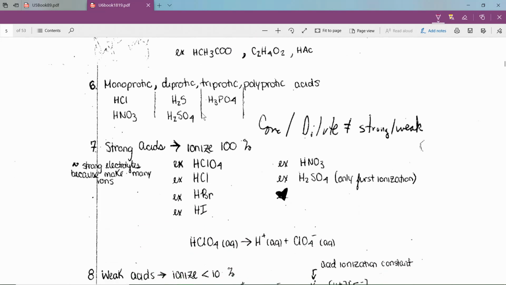We can talk about monoprotic acid, which means there's just one proton that can be released. Diprotic means there's two, H2S, H2SO4. Triprotic, there's three, H3PO4, H3AsO4 is another one. Polyprotic, just in general, means more than one. Four protons doesn't really happen. So polyprotic means two or three.